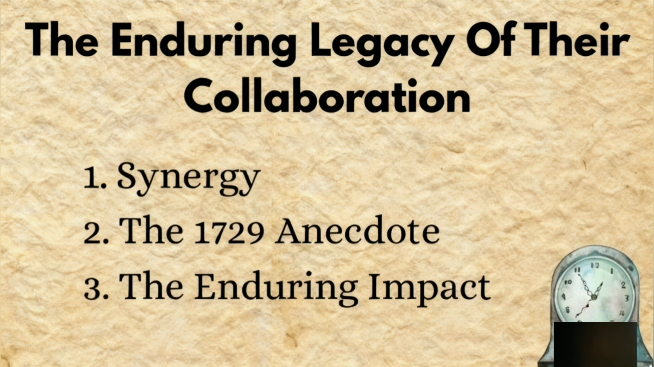Number 1, the synergy. Synergy refers to the powerful combination of Hardy's rigorous formal mathematical training and Ramanujan's extraordinary intuitive grasp of numbers and patterns. Their partnership bridged different mathematical traditions, enabling breakthroughs in areas like number theory, modular forms, and infinite series. The second one is the 1729 anecdote.